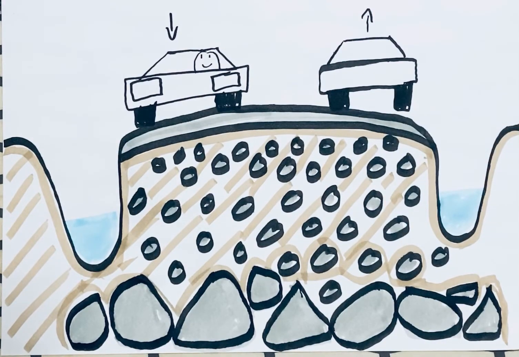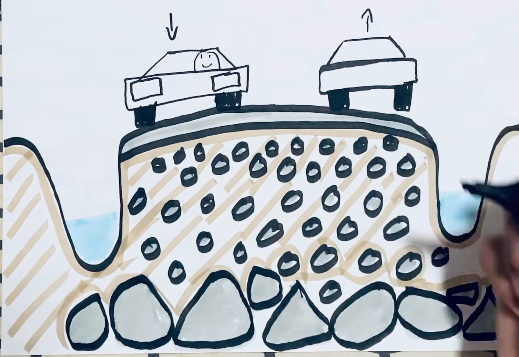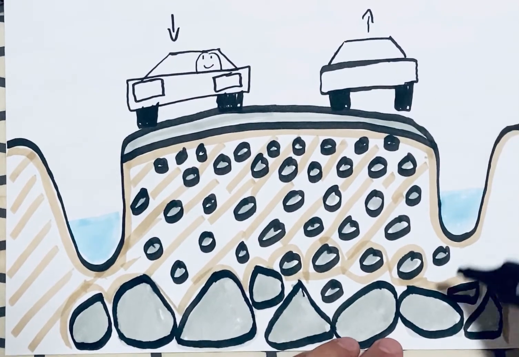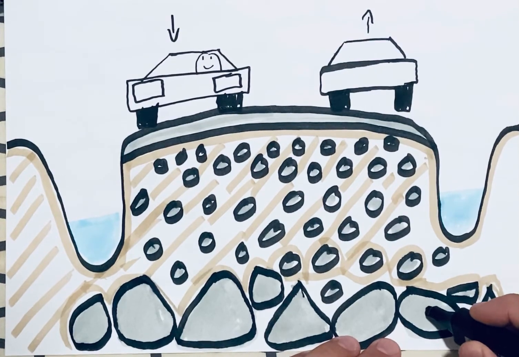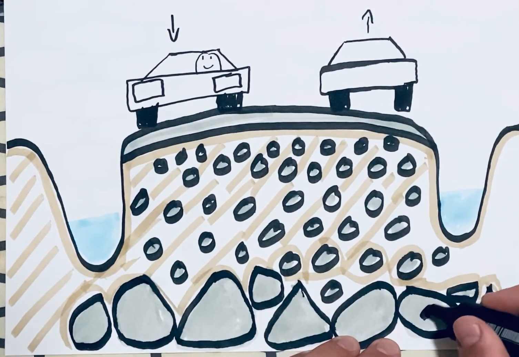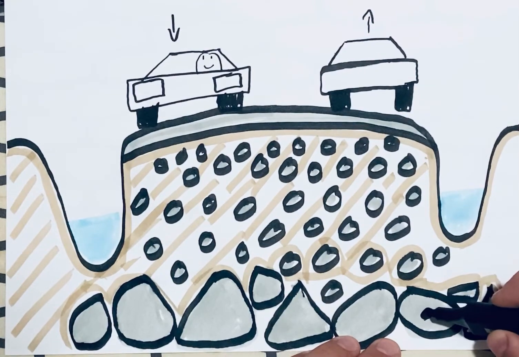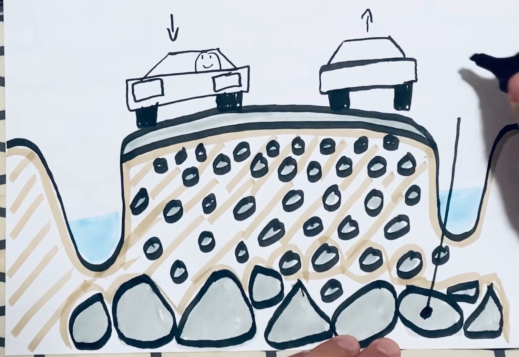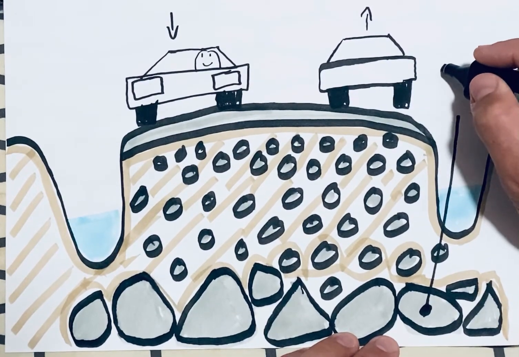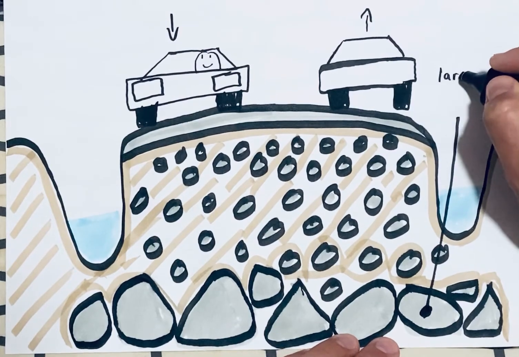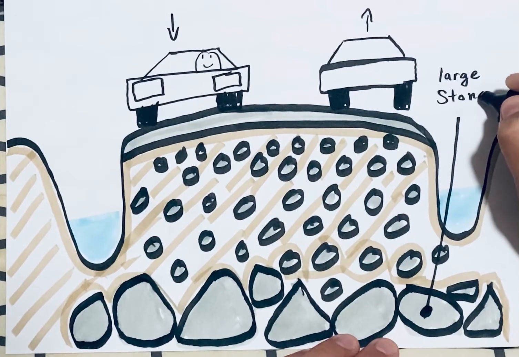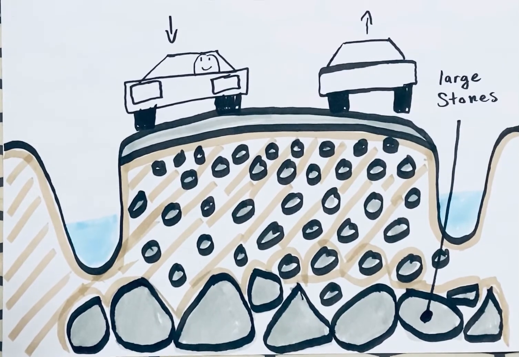Now the last step is we're going to label. How are we going to label? Well, we're going to take our black marker and we're going to draw lines. Are you ready? Let's begin. So here, we're going to take a black marker. We're going to draw a circle here like this, a black circle, and we're going to draw a straight line up. And here we're going to write large stones. There you go. There's one label.